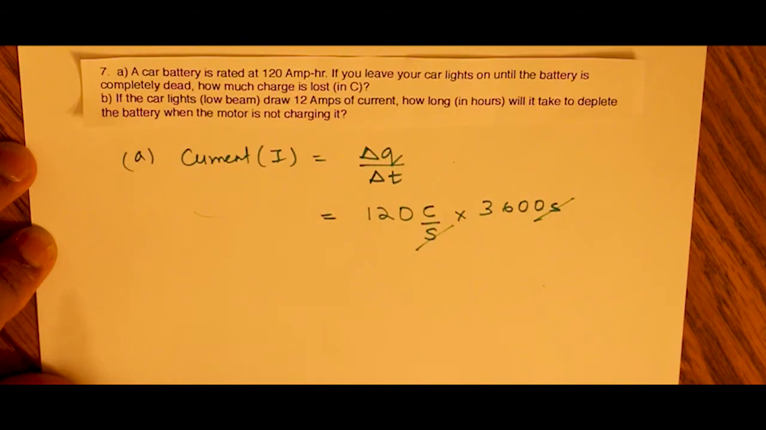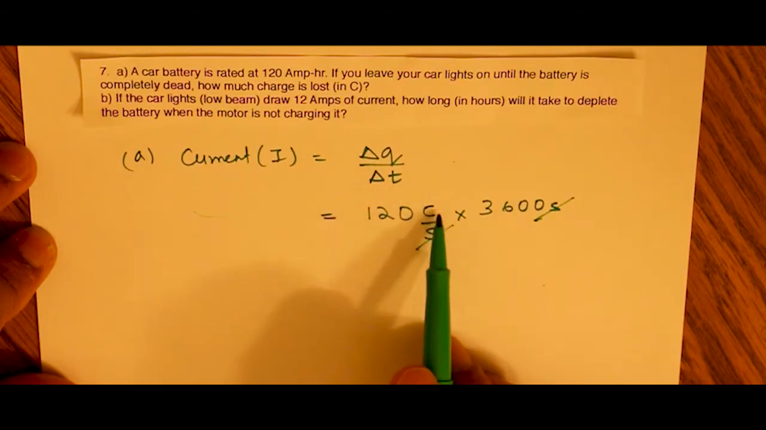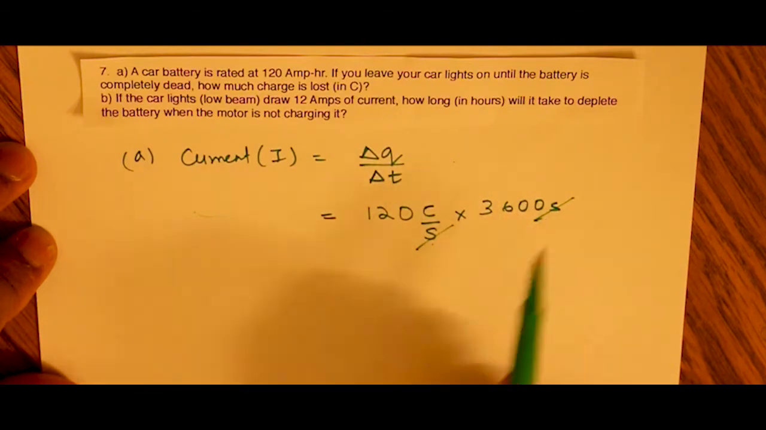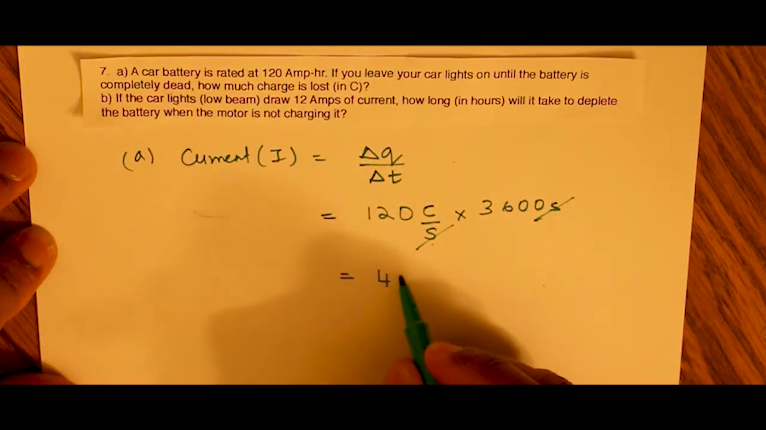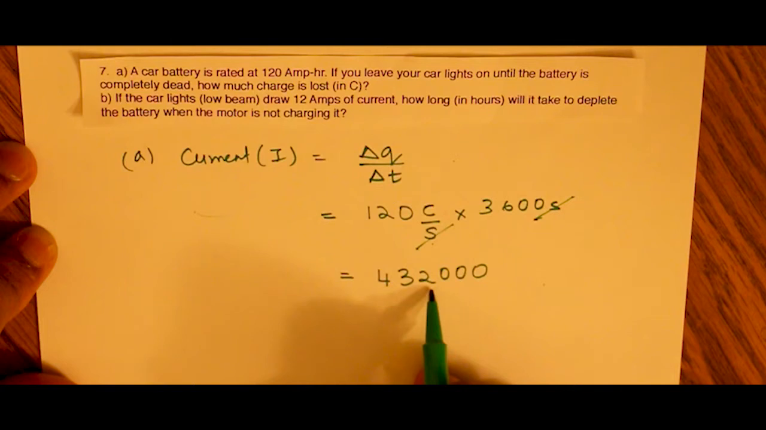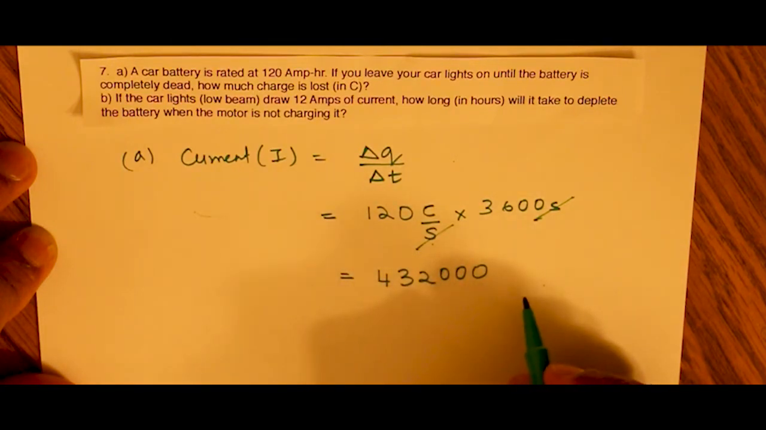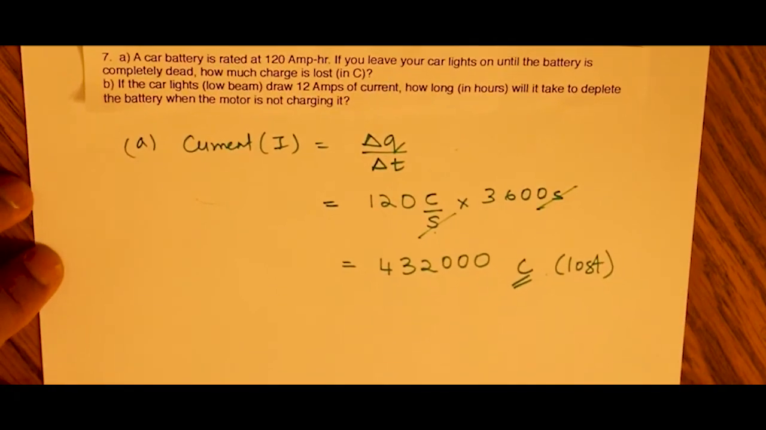So when the battery is completely dead, it will have 0 amps left after 1 hour, or 60 minutes, or 3600 seconds. So we just essentially multiply the 120 by 3600, because 120 amps is 120 coulombs per second, and an hour is 3600 seconds. So the seconds cancel, and what we are left with is 432,000 coulombs, which are lost. Okay, and that takes care of the first half of the question.